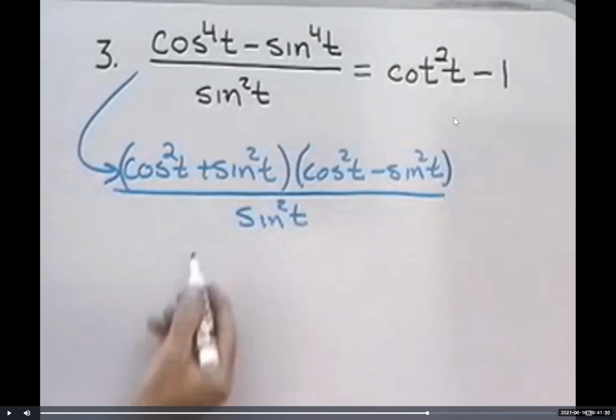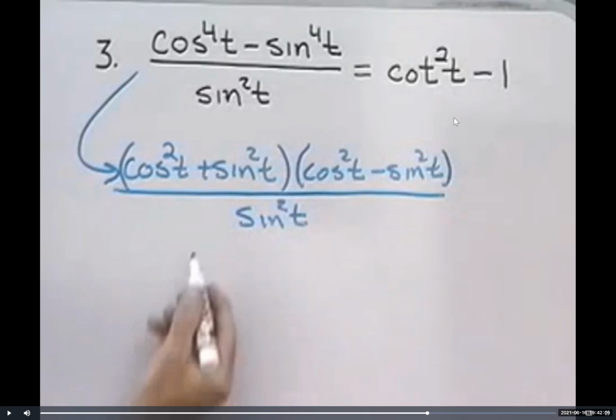Now, for this example, you need to notice the cosine to the 4t minus sine to the 4t, because you see that all of the basic terms are squares. Like the bottom denominator is sine squared t, and the right side is cotangent squared t. So right here they break it down by using the formula that I showed you before, which is x squared plus or minus y squared, right, will be equal to x plus y times x minus y.